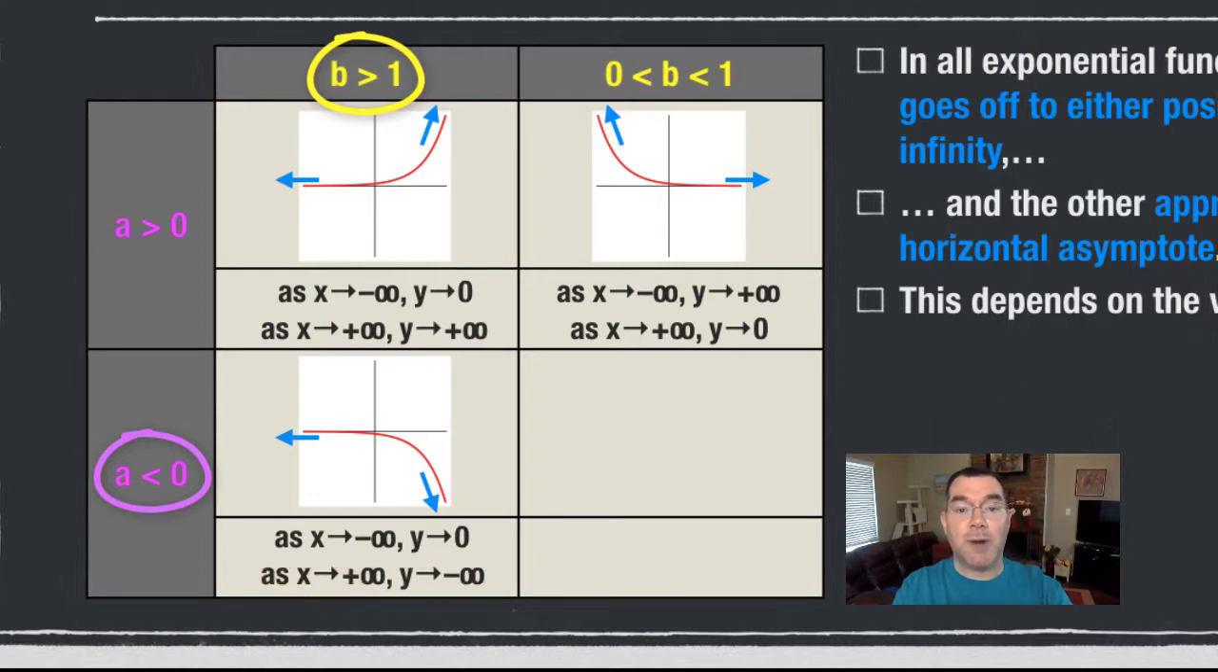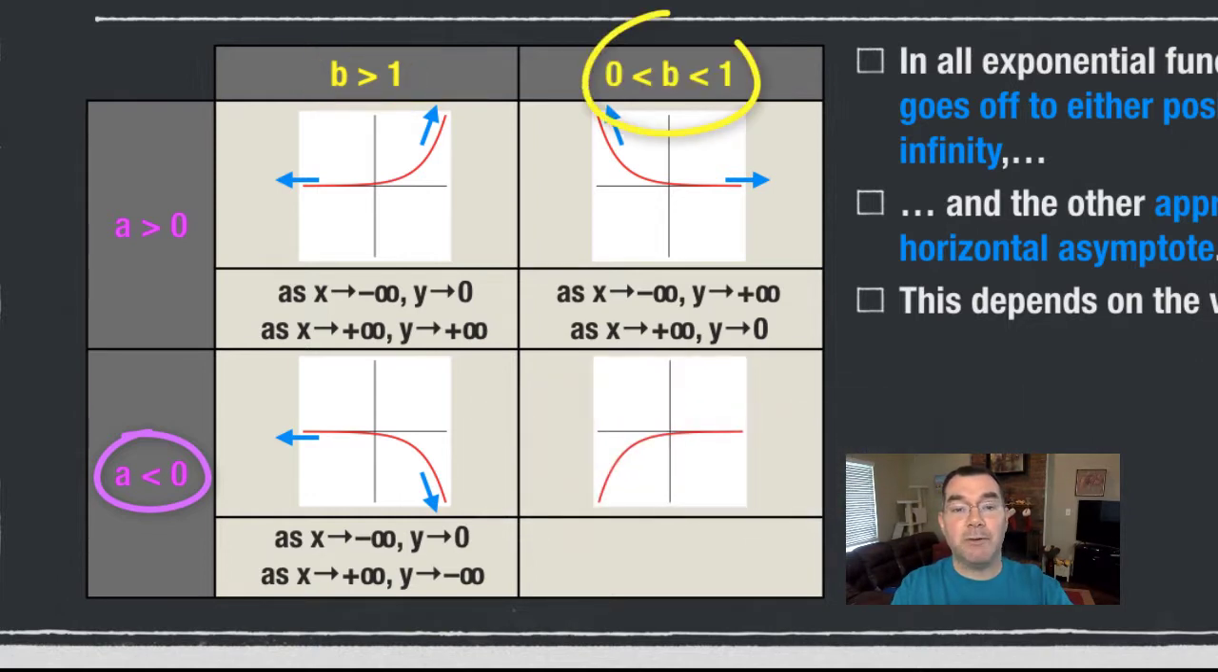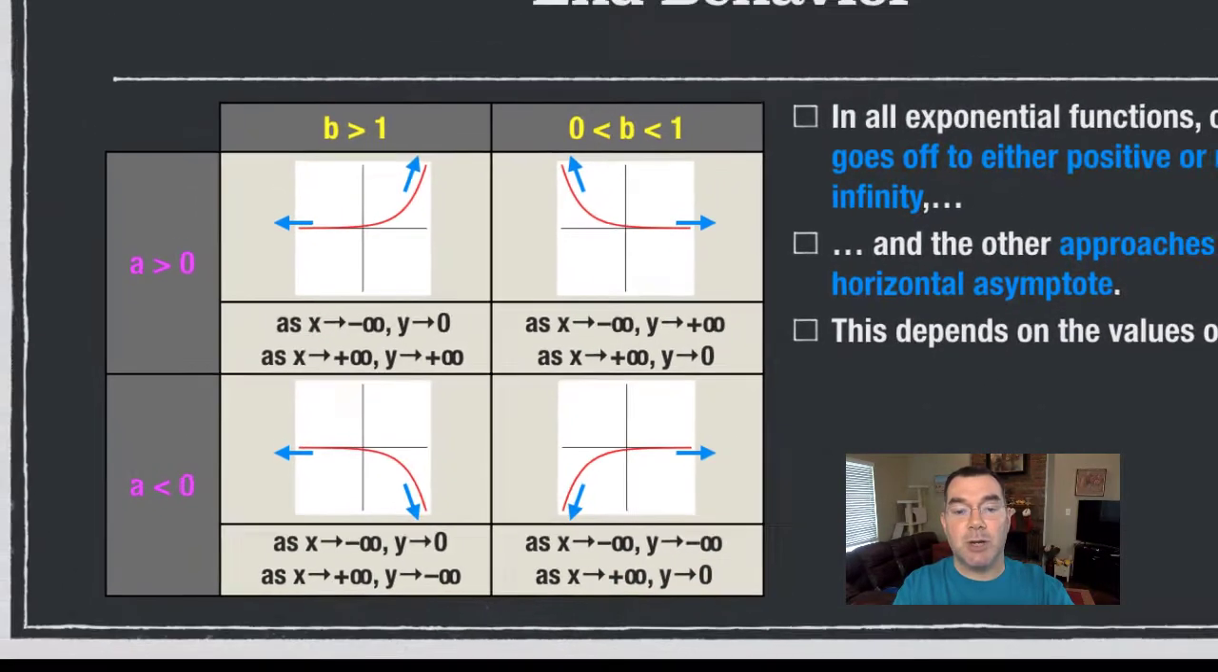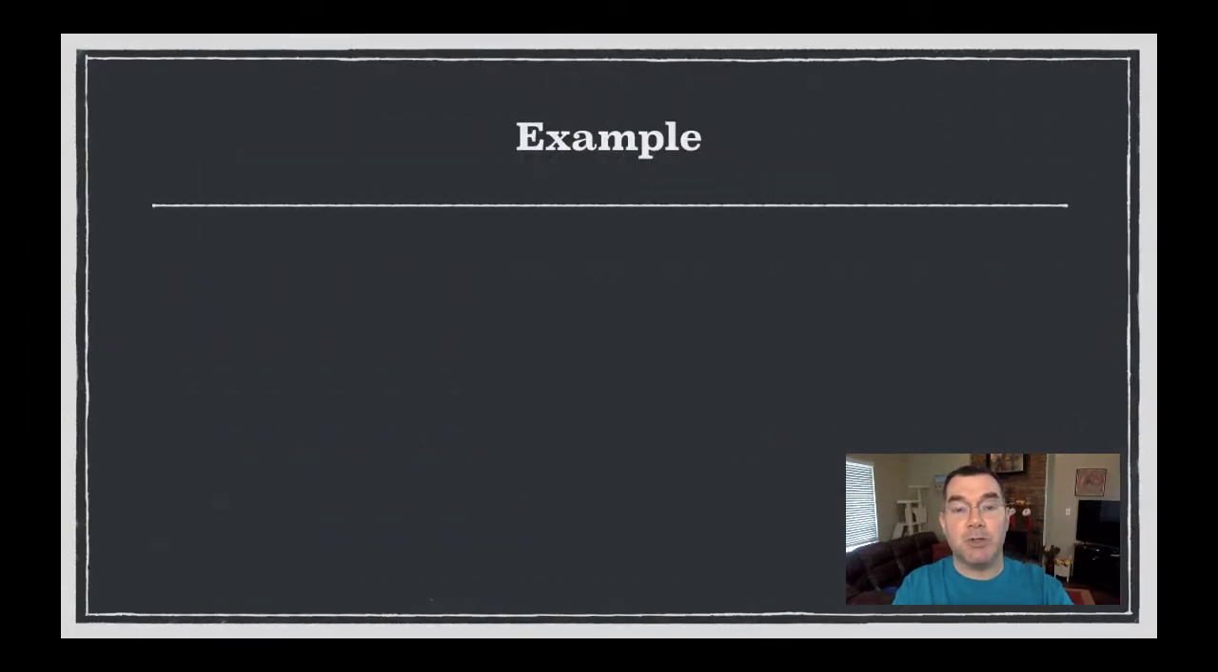And then finally, you can probably guess what the last possibility is. Here's a graph of it right here. This is where the a values are still negative and b is somewhere between 0 and 1. Okay, so as I go off to the left, the y values approach negative infinity again. And as I go off to the right, the y values approach that horizontal asymptote of 0. All right, so those are the 4 possibilities.